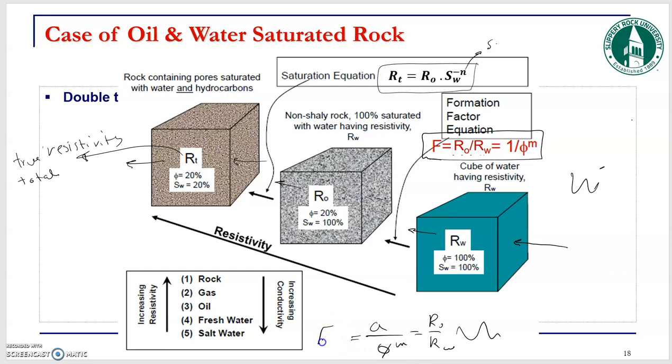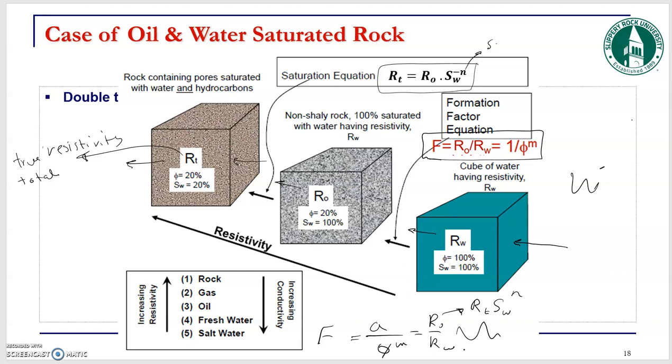This is equal to F, and you can see from this equation you can substitute, instead of RO, RT multiplied by SW to the power of n, right? From that equation, RO is equal to RT SW to the power of n, and this basically is an important equation which is called Archie's equation. We'll discuss it in next slides.